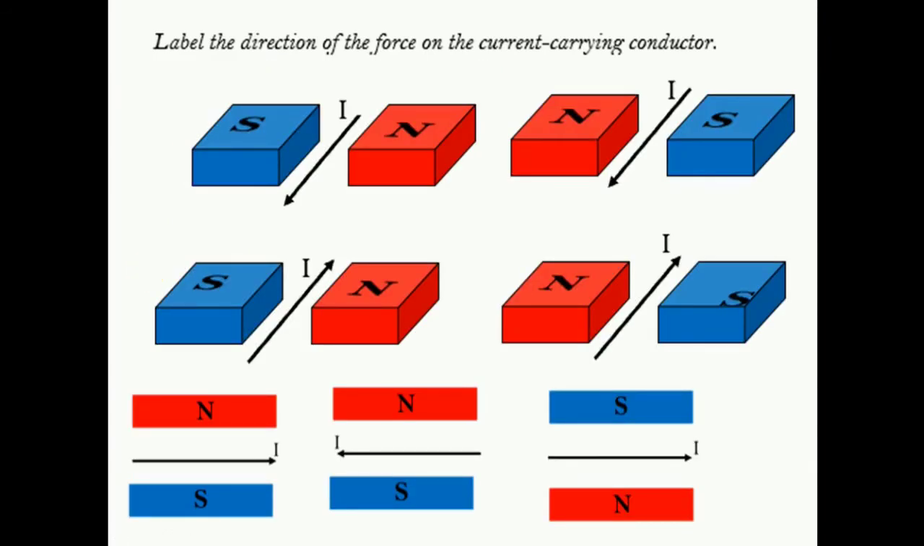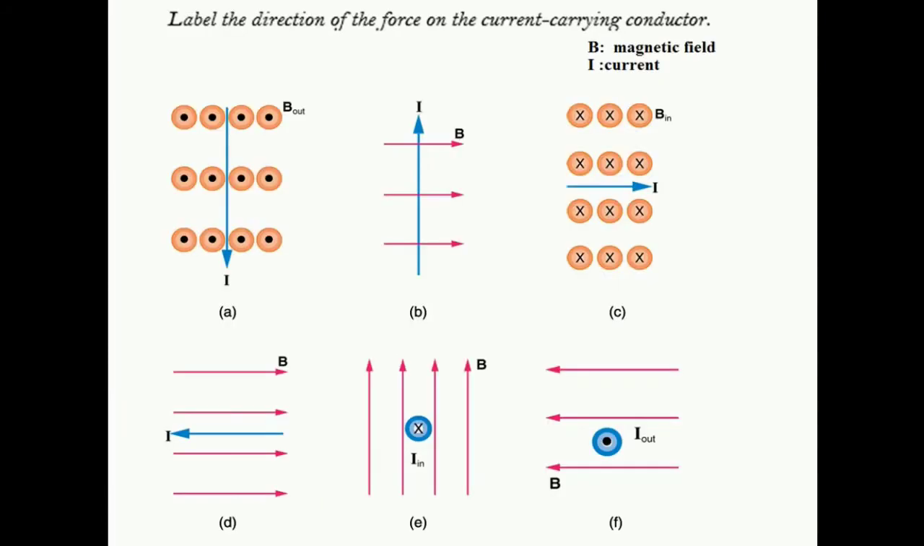So you can try this question using the Fleming's left hand rule. Out here also you have to find the direction of force. So P means magnetic field, I means current. So out here magnetic field is coming out of the screen and current is going in downward direction. So you can use Fleming's left hand rule for all the diagrams.